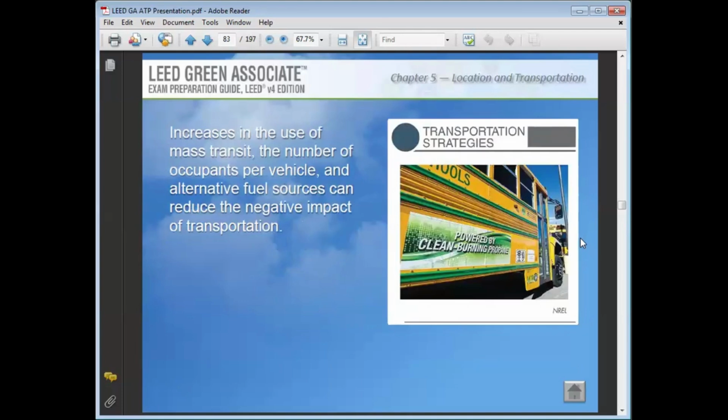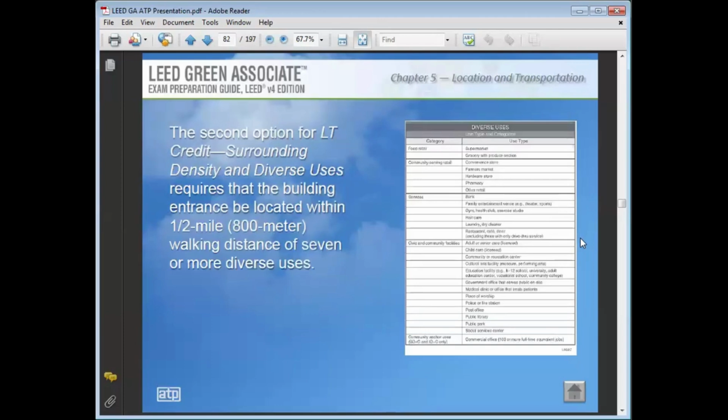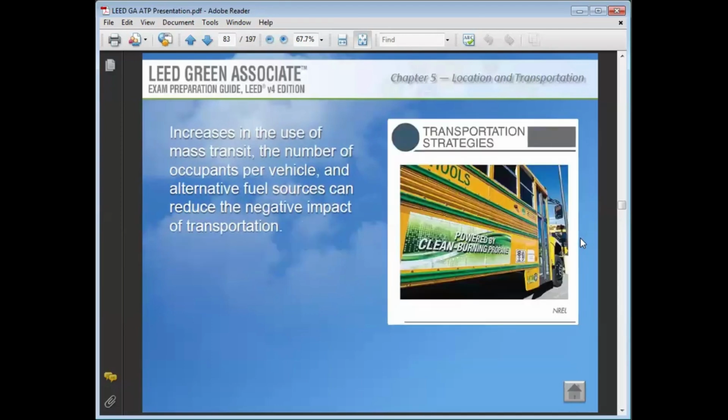Increase in the use of mass transit. I hope this point is clear, the previous one. Okay, I'll move on. The other is the use of mass transit.